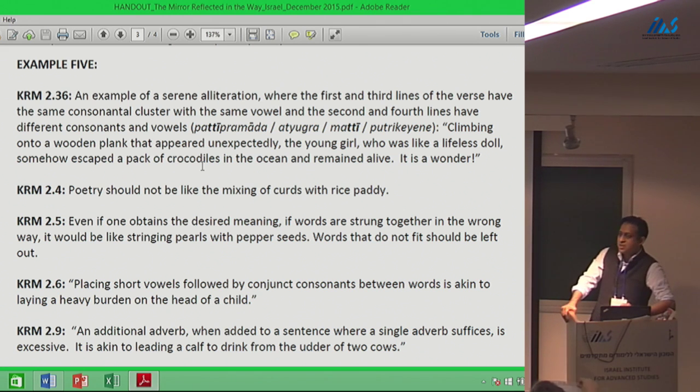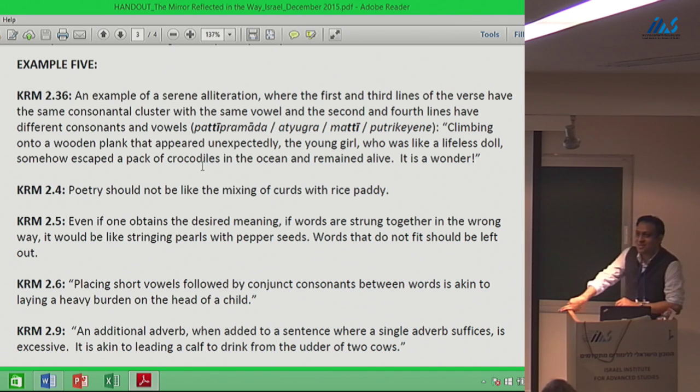This is one of these types where second syllable rhyming is very important. These seven types of prasa. And this is the example that he gives, I just wanted to bring out the example, not so much the lakshana here. But he says, climbing onto a wooden plank that appeared unexpectedly, the young girl, who was like a lifeless doll, somehow escaped a pack of crocodiles in the ocean and remained alive. It is a wonder. This doesn't look like anything that you might see in Dandin or anything.